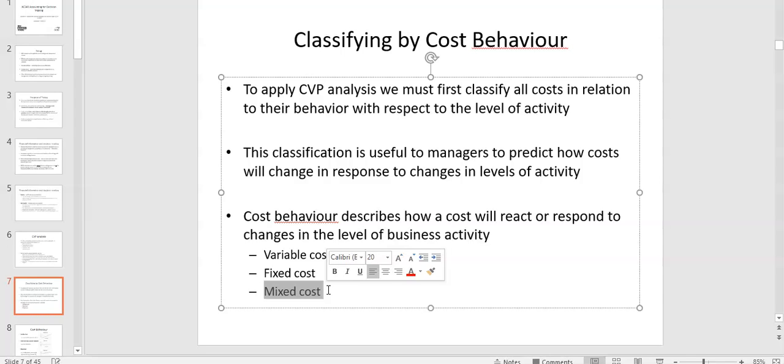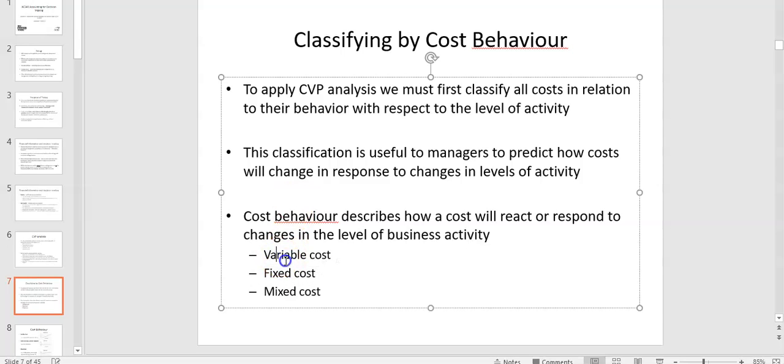Same with ESB electricity, you have a flat standing charge and then you have a usage-related charge as well. So some costs can be mixed. Part of it is fixed, part of it is variable. But start to think now why that might be very useful if you're trying to project what impact costs have when you change the level of activity.